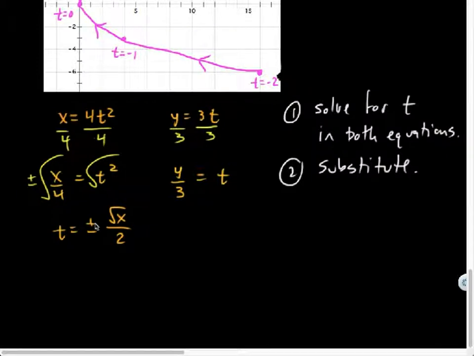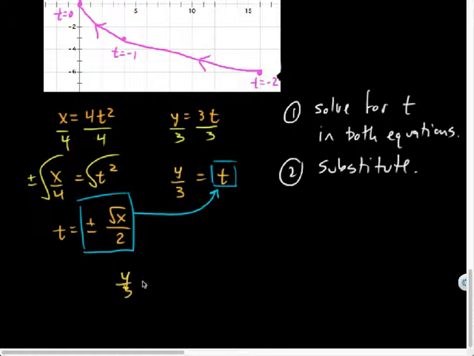And now since both of these are equal to t, that means I can substitute one in for the other's t. Or you could also view it as some sort of transitive property. If this equals t and t equals that, then they equal each other, sort of thing, right? So I've got y over 3 is equal to plus or minus the square root of x over 2.